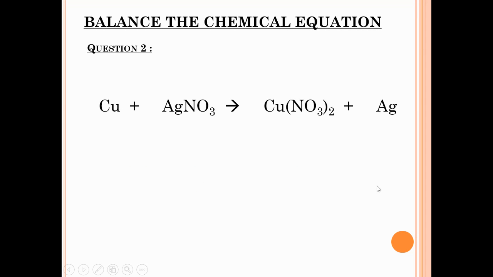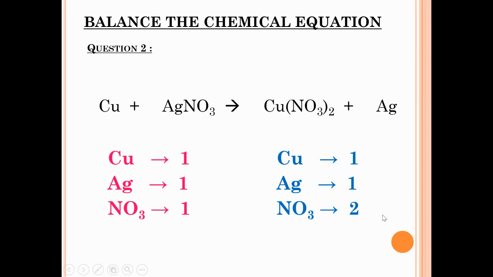Okay, we go through question number 2. This is the chemical equation. We are going to balance it. It's not yet balanced. How can we know it's not balanced? You write it down. Copper on the reactant side is 1. For the product side, it is 1. So what is not balanced? The nitrate ion is not balanced.